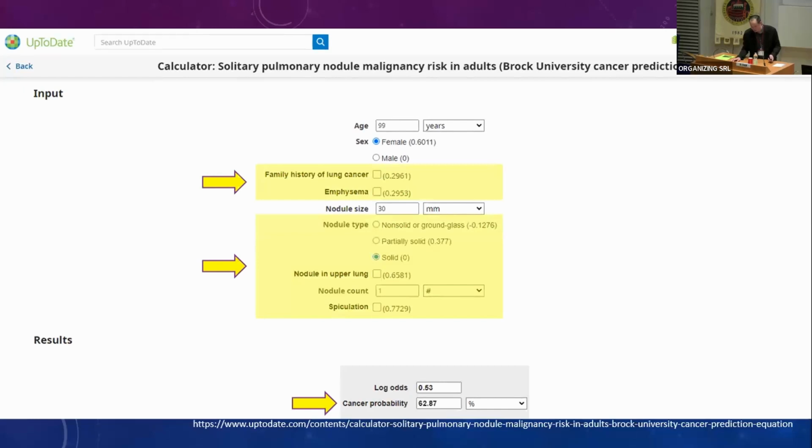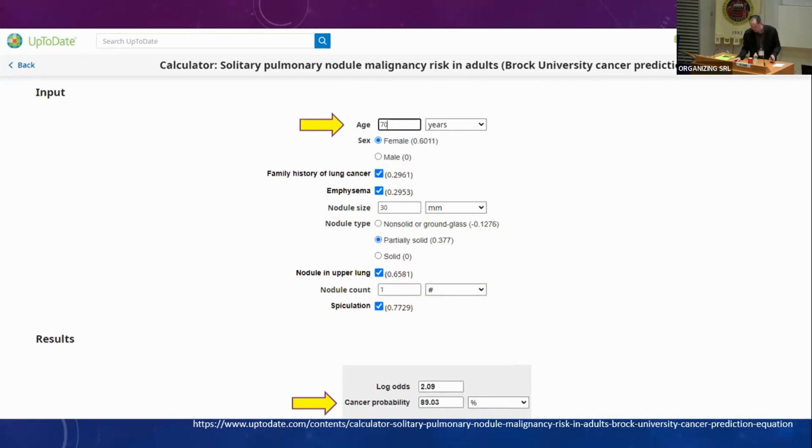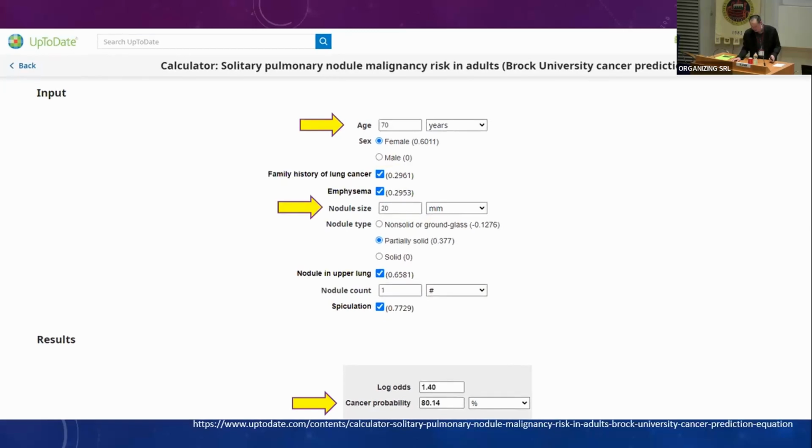Now, if we change the age to something more reasonably encountered in a setting of a lung cancer screening, such as age 80, you'll see that the probability is around 91%, keeping all the other parameters maximized. And if we drop that age down to 70, the probability drops to 89%. And if we change the nodule size to something smaller, 20 millimeter, the cancer probability is now 80%.